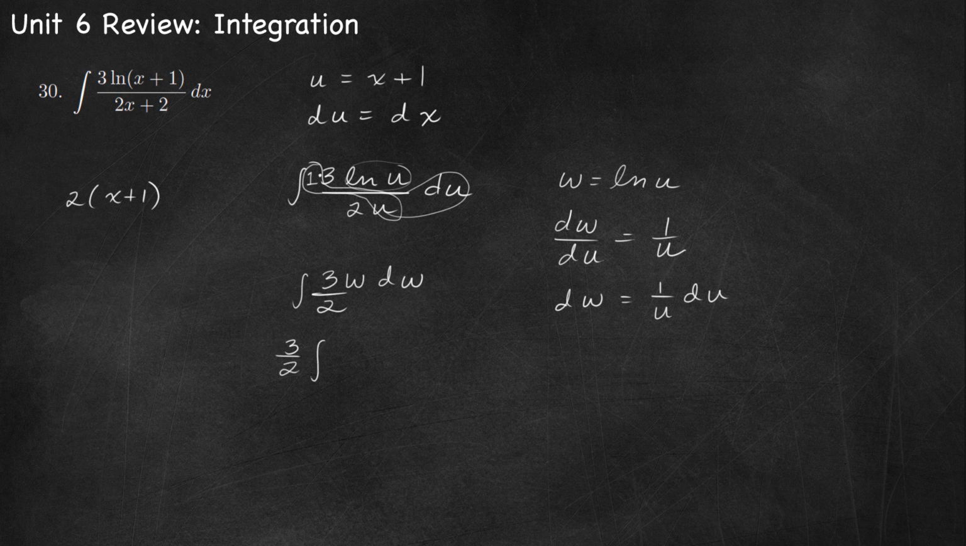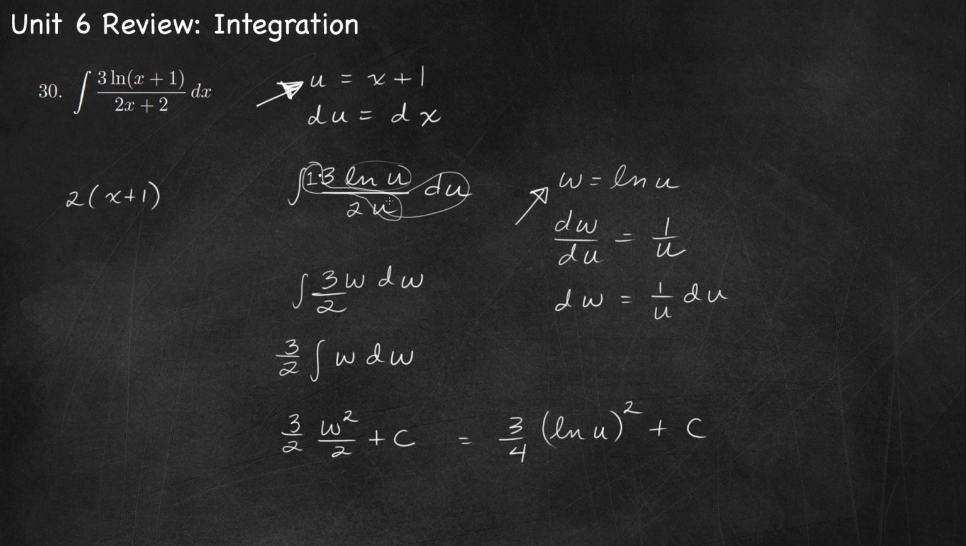And 3 over 2 can come out. And then we're just integrating w dw. So then it's 3 over 2 w squared over 2 plus c, which is 3 over 4 w squared. We have to do our reverse substitution here. So ln of u squared, but remember our original problem was not in terms of u, it was in terms of x. So then we have to do a reverse substitution again right here. So it's 3/4 times ln of x plus 1 squared plus c.